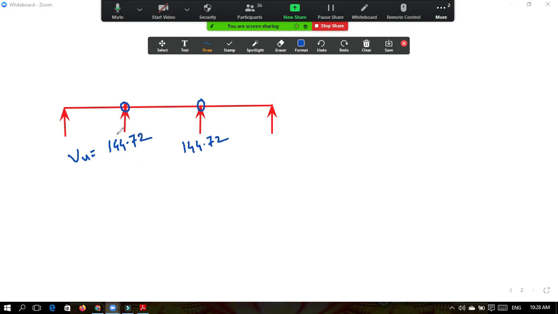So now, what is the percentage of steel provided at this point? That we need to calculate. We have already calculated that, but we need to put that value now because we have calculated the shear force at this point. The name of this point is support. This is the support which is next to end support. So at this support, what was our percentage of steel?